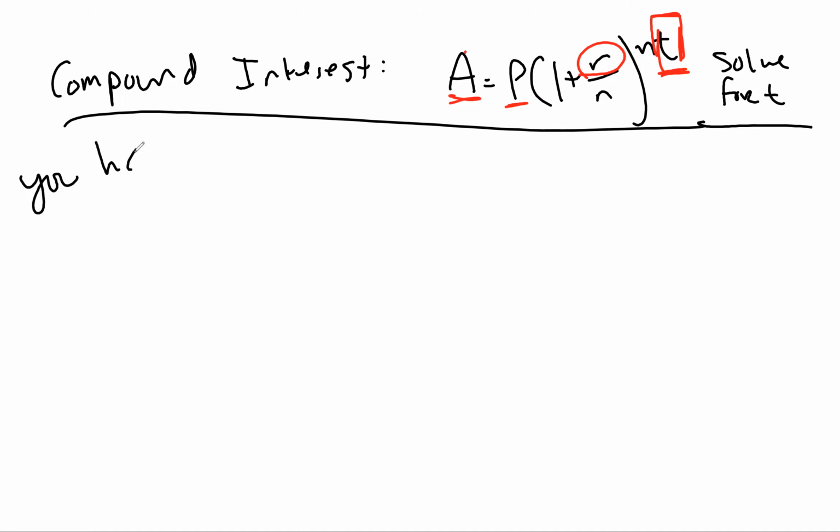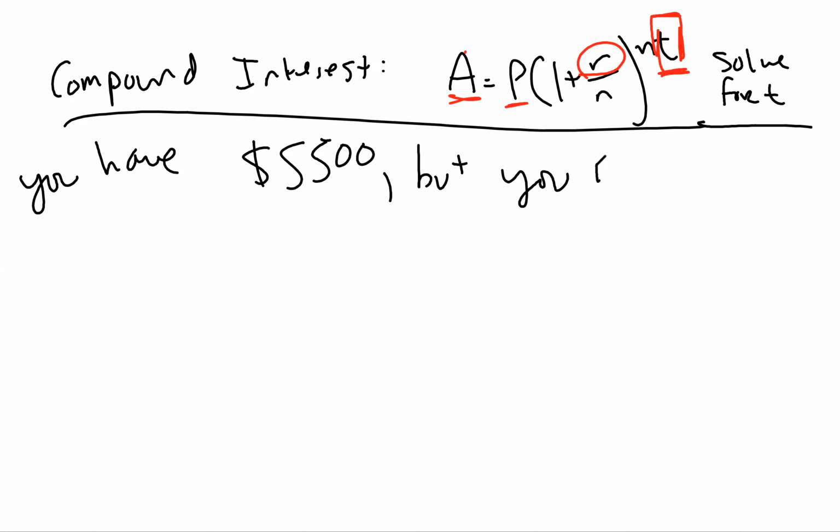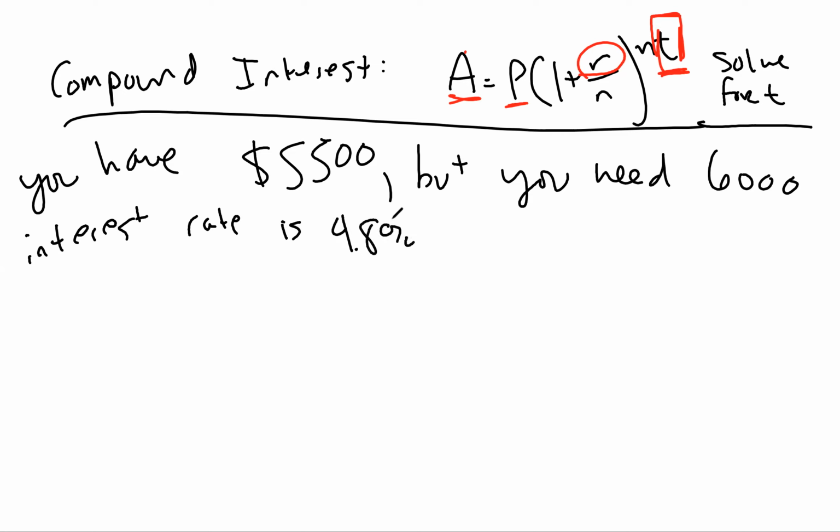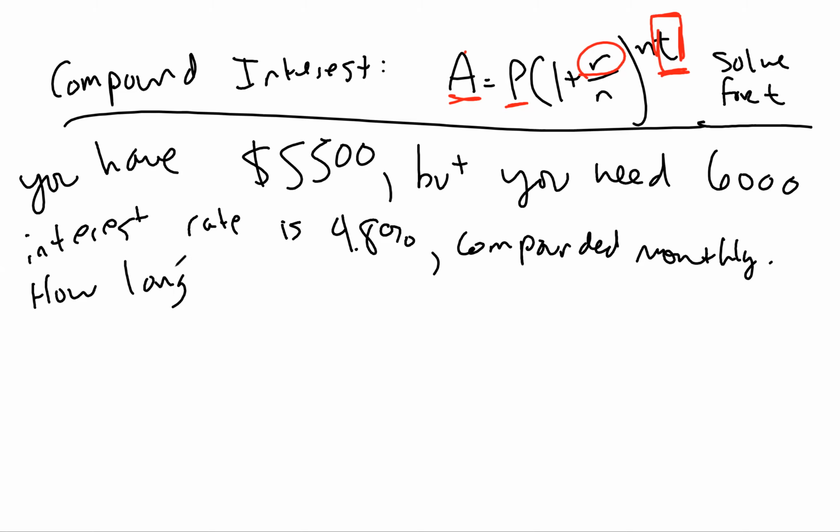You have $5,500, but you need $6,000. You're going to invest this. The interest rate is 4.8%. It's compounded monthly. The question: how long until you accumulate your $6,000?